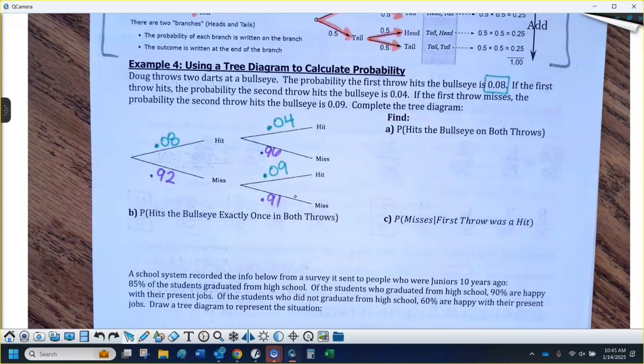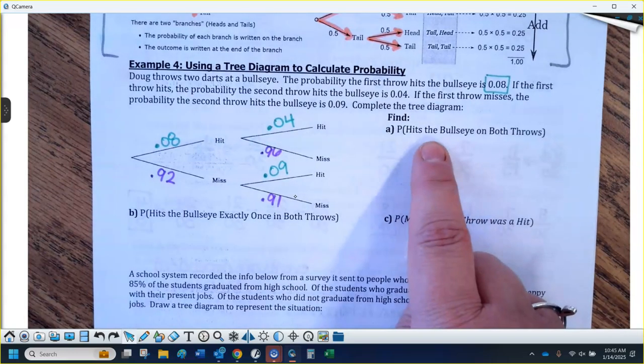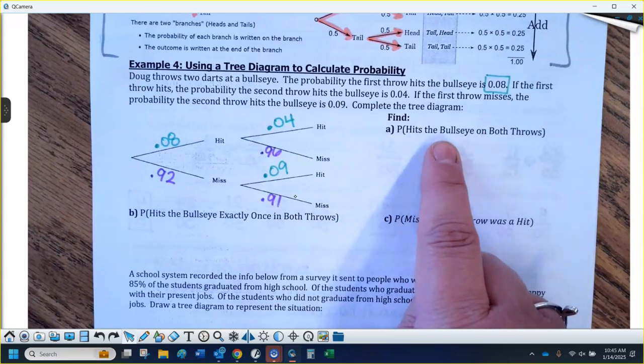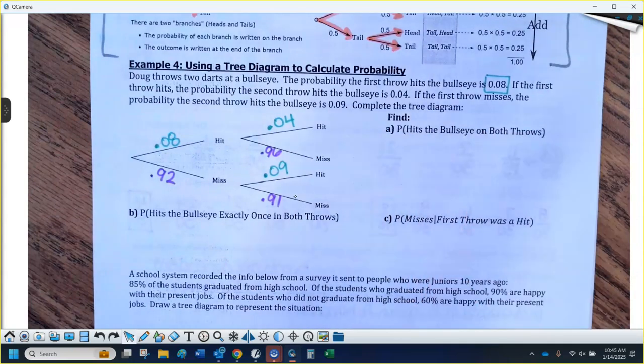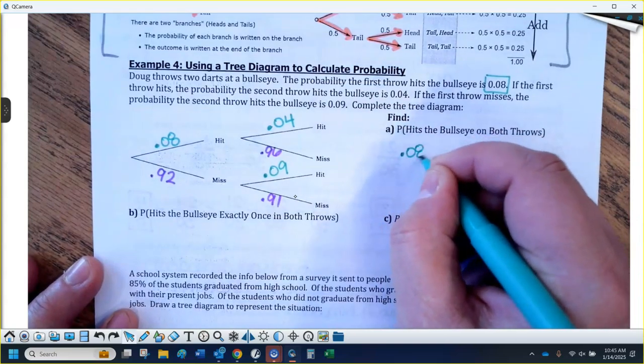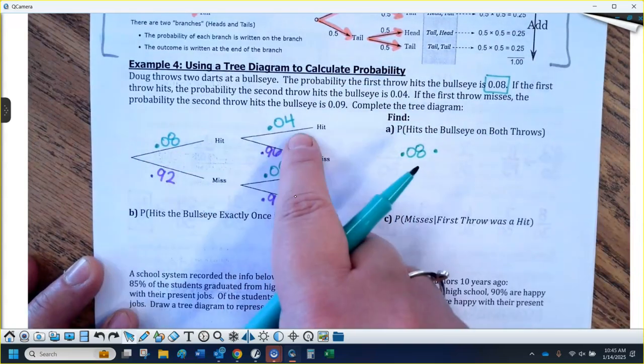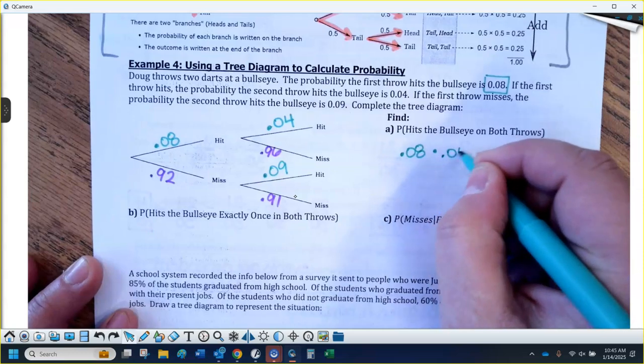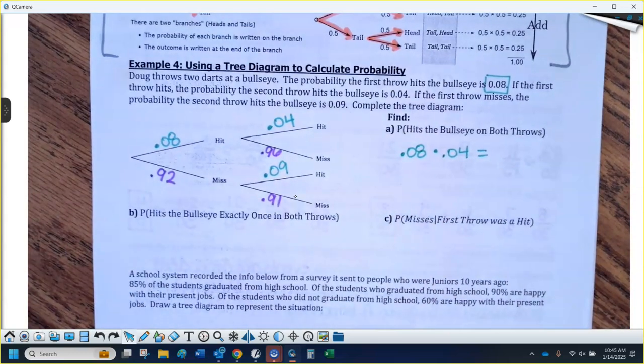Okay, now here's how you calculate this. You're just going to go along the branch. It's not hard, I promise. This says the probability you hit the bullseye on both throws. So you're just going to go along the branches that represent that. The probability I hit the first time would be 0.08, and then hit again would be the 0.04. And you're just going to multiply those together to get your probability that both of those things happen.